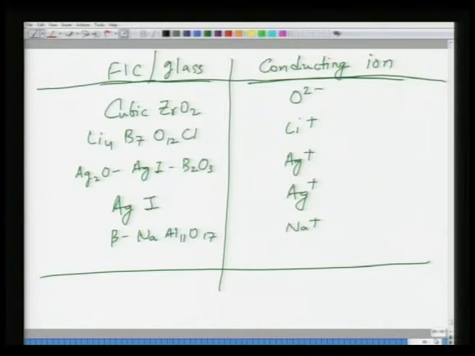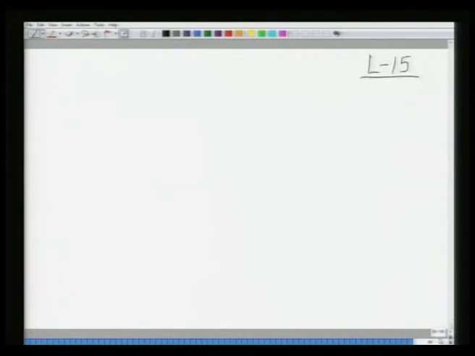And then we looked at some of the conducting ions which participate in these oxides. Now, what we will do in this lecture is look at some other aspects of ionic conduction, and one of these is electrochemical potential.